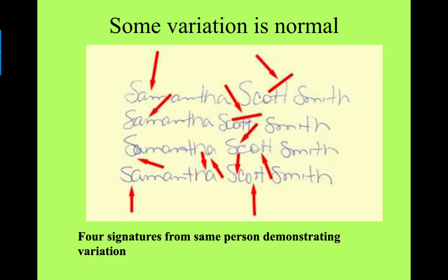Everybody exhibits natural variation in the way they write. It can be due to mood, age, whether you're in a hurry, what you write with. But despite these minor variations, each person has a unique writing style, and we can certainly see that these 4 signatures are from the same person, but they demonstrate some natural variation.